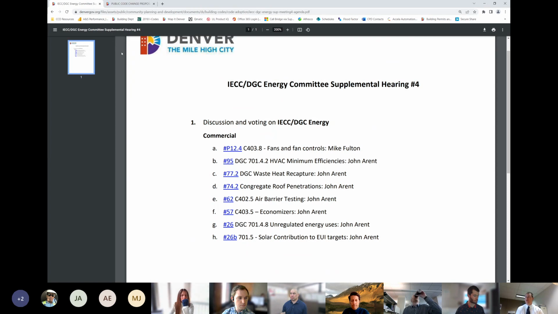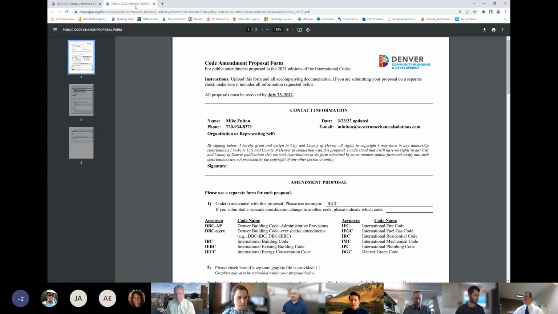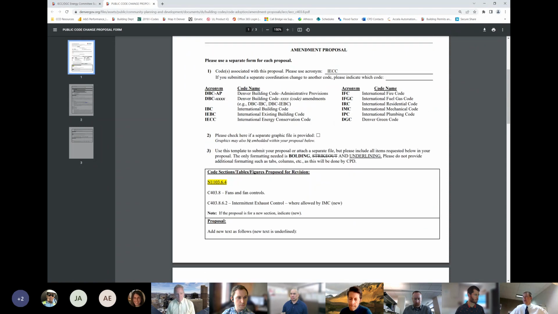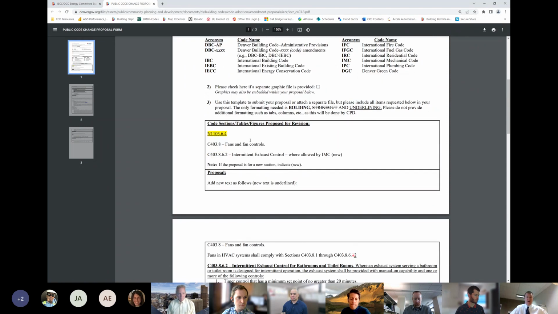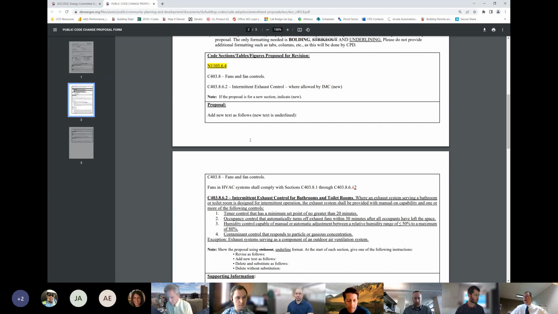Proposal P12.4 C403.8, fan and fan controls. This is Mr. Fulton's proposal. And with that being said, I'll scroll down and Mike, I'll turn it over to you to do an introduction and an overview of the language. If you need me to scroll one way or another further, please just let me know.